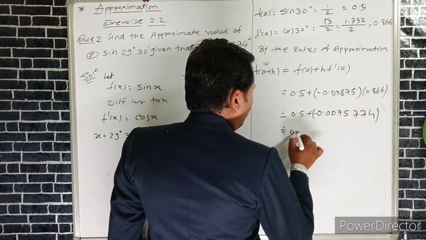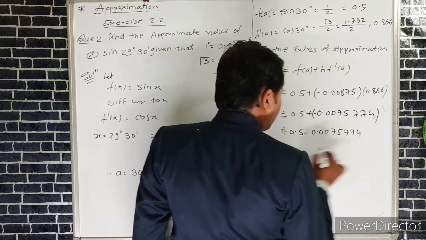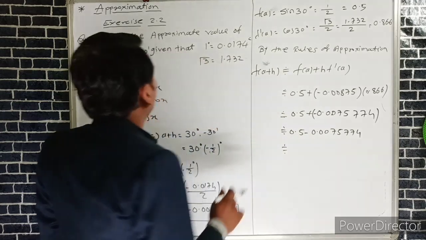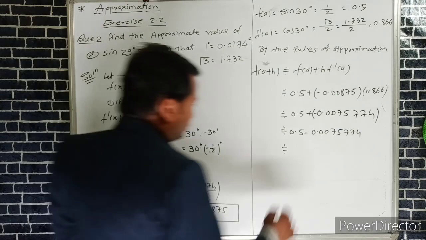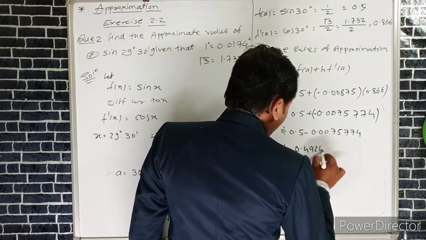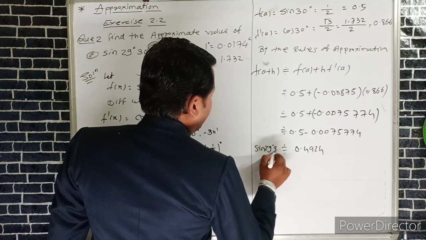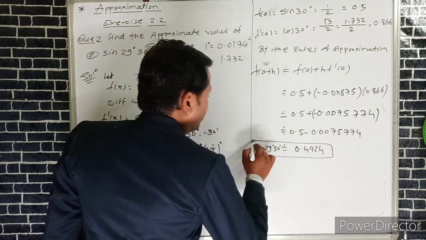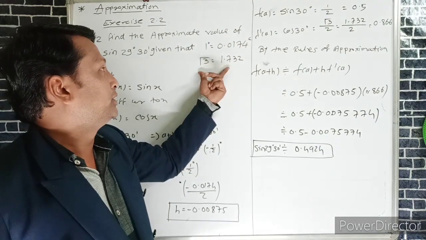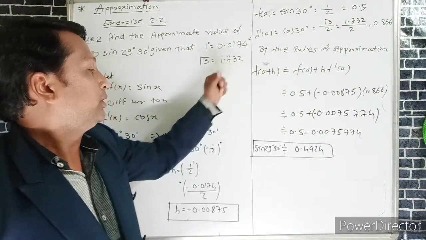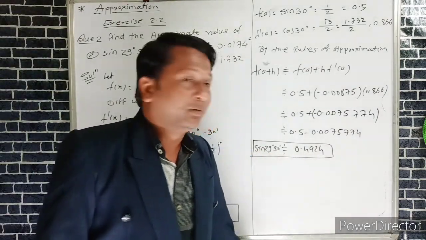So 0.5 minus 0.0075774 is approximately the value of f of a plus h, which is 0.4924, the approximate value of sine of 29 degree 30 minutes. When 1 degree is equal to 0.0174 and root 3 is equal to 1.732, the value of sine of 29 degree 30 minutes is 0.4924.